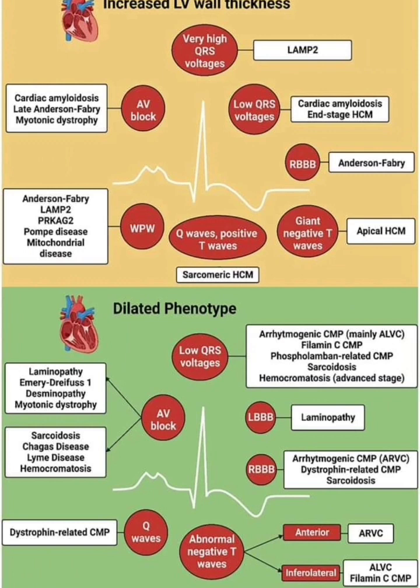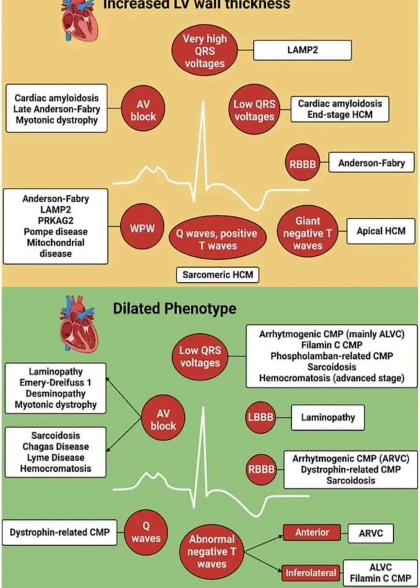With increased left ventricular wall thickness in lysosomal associated proteins, there would be very high QRS voltages in cardiac amyloidosis. In end stage hypertrophic cardiomyopathy, there would be low QRS voltages. In Anderson-Fabry disease, there would be right bundle branch block. In apical hypertrophic cardiomyopathy, there would be giant negative T waves.